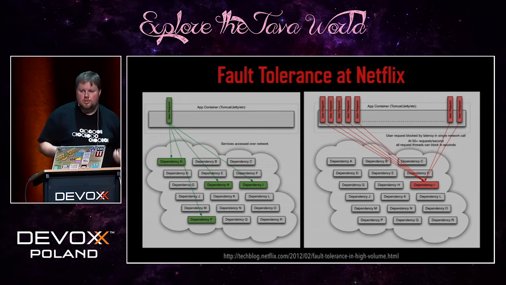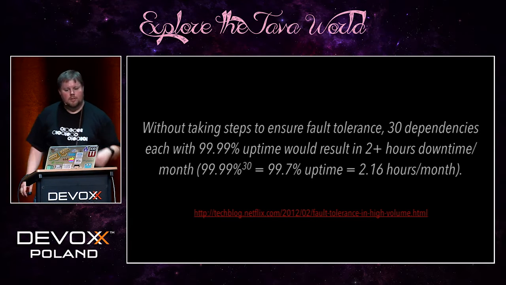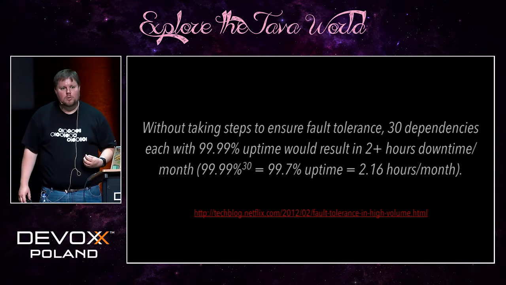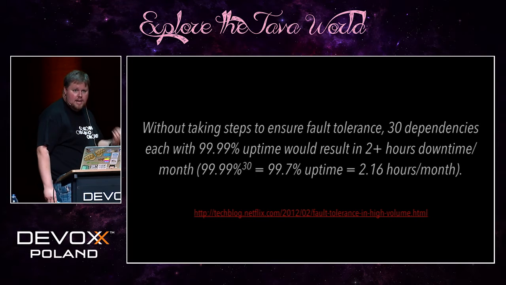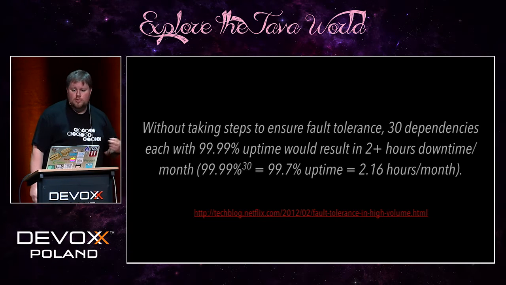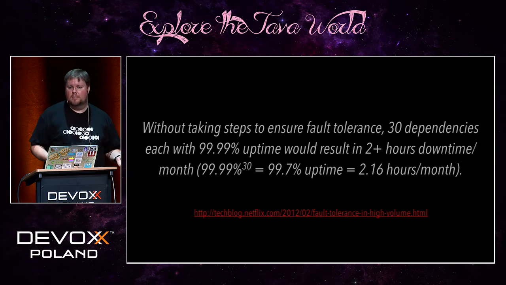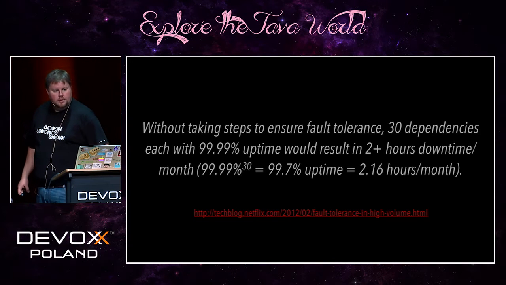If you take this to its mathematical conclusion, let's say you have 30 dependencies. Those 30 dependencies each have 4 nines of uptime, which is really quite good. That means you have about 4 minutes of downtime on those services every month. There are a whole lot of services that I can imagine writing where I can get away with 4 minutes a month of unplanned downtime.